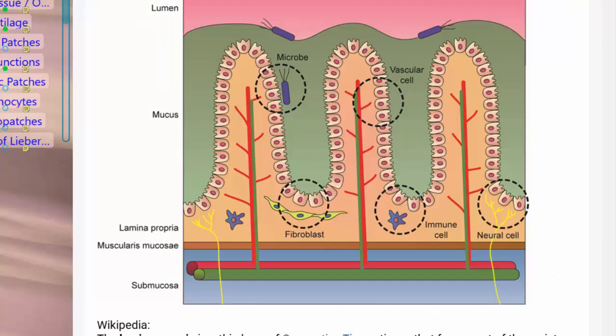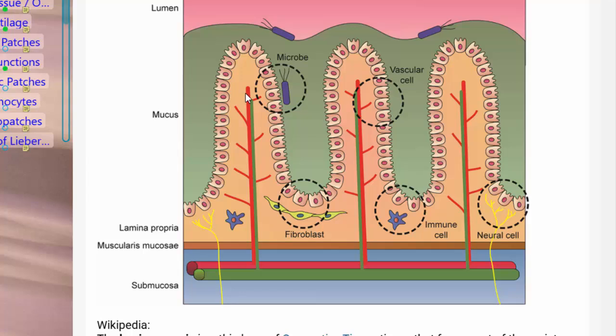Here's a diagram showing the lamina propria. If you'll recall, these are the villi in the small intestine. There you see the epithelial cells. The enterocytes is what they're called in the small intestine. This part is the crypt. The Paneth cells will be down here.